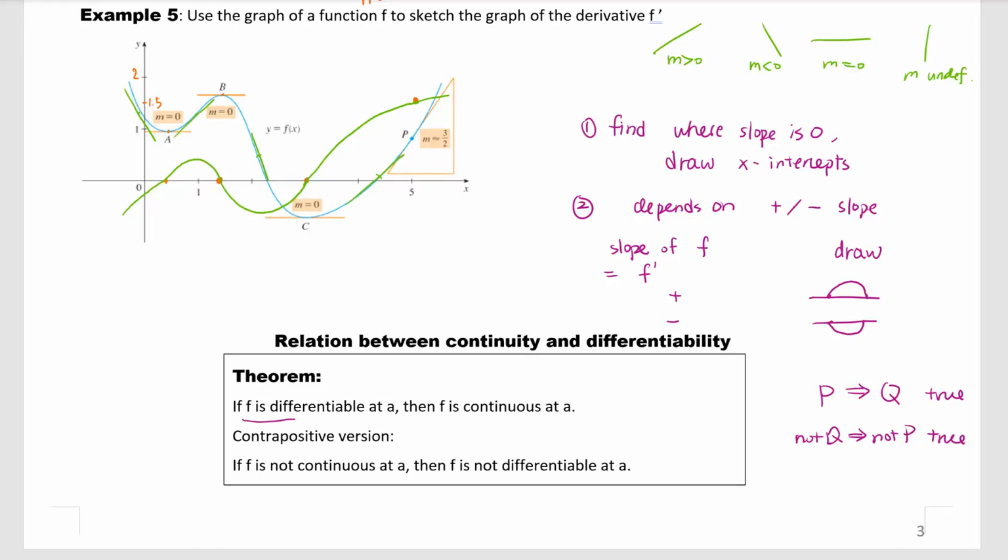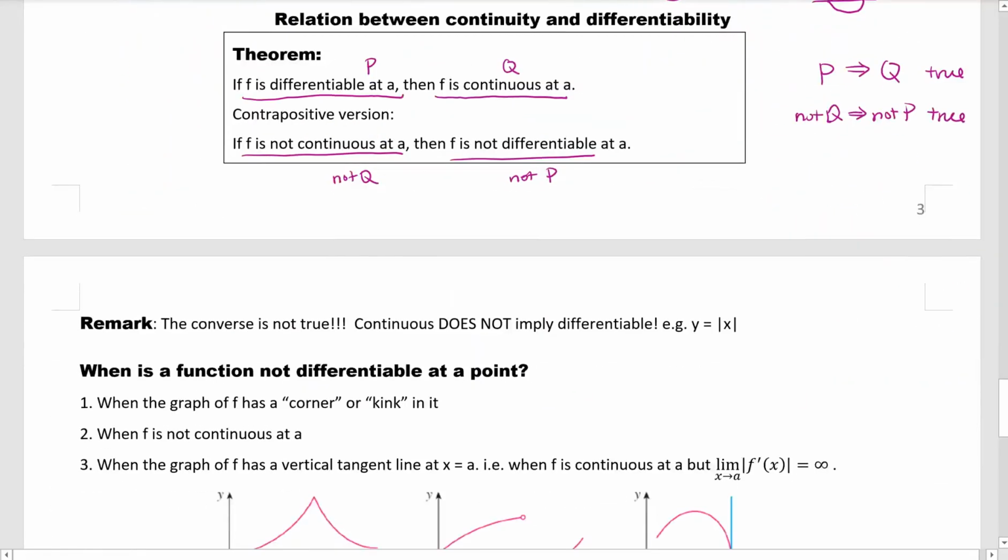So here P is: f is differentiable at a, and Q is: f is continuous at a. If f is differentiable at a, then f is continuous at a. This is P implies Q. If f is not continuous, this is not Q, and that implies not P: f is not differentiable at a. However, the converse might not be true. Actually, it's not true. If a function is continuous, it could be not differentiable. Continuity does not imply differentiability.